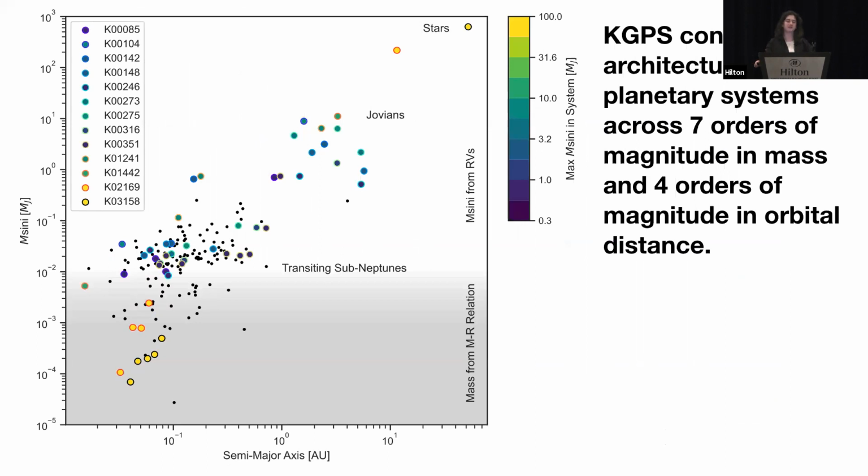We can place these planets and stellar companions on a plot of mass versus orbital distance. Systems that contain a Jovian mass or larger body are shown in color, with color corresponding to the mass of the most massive companion detected in the system. The KGPS survey spans 7 orders of magnitude in planet and companion mass, and 4 orders of magnitude in orbital separation. And I'd like to underscore here that as we are in this era of extreme precision RVs, looking for ever smaller and smaller planets, it's important to remember that those planets might cohabit systems with extremely large neighbors.